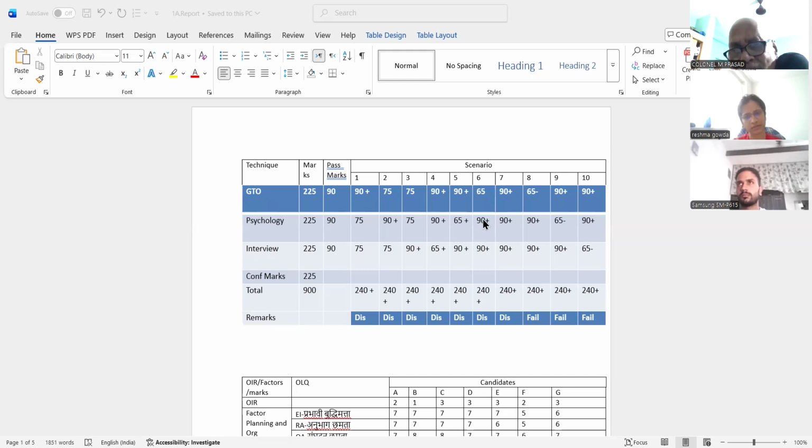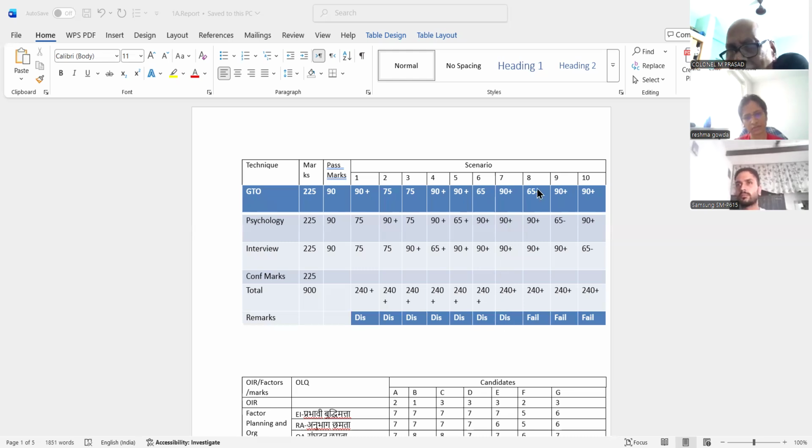Now next, in this case, he has been passed by two, the psychologist and the interviewing officer. He has not been recommended by the GTO. Still he comes under discussion. Here also he is under discussion. Here again he comes under discussion. Here he has been passed by the GTO and the interviewing officer, and again under discussion.